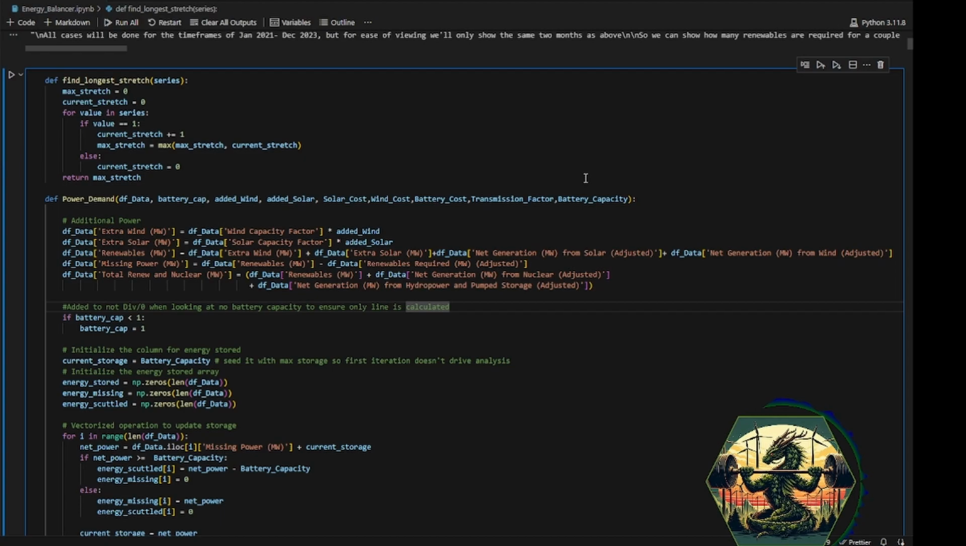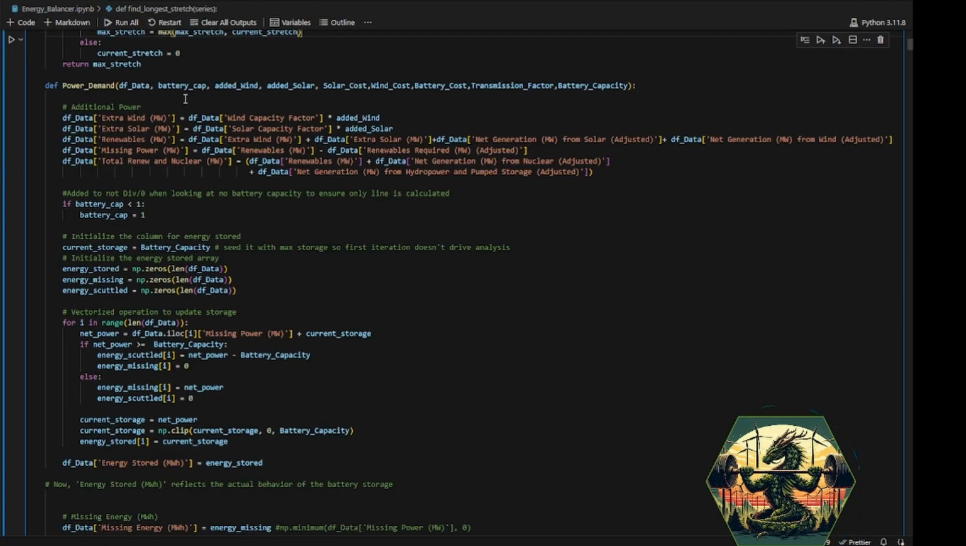And then the battery capacity is based off the battery time frame that we pick. So let's go through it, except some of the data comes in later because you have to build your functions before you have it. Anyway, basically what this power demand function is doing is saying how much extra wind do we need? So we take the capacity factor and multiply it by the added wind that you go through. This added wind and added solar are the variables that the optimizing function are going to change in order to optimize for not having any power outages across the country, which is obviously good, and having the lowest cost possible.